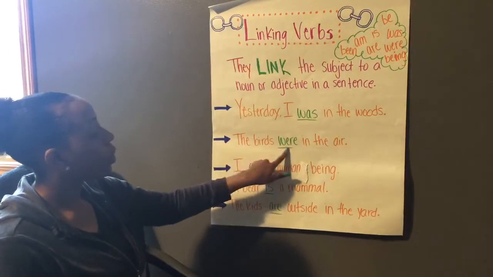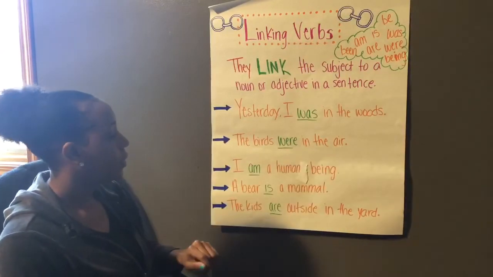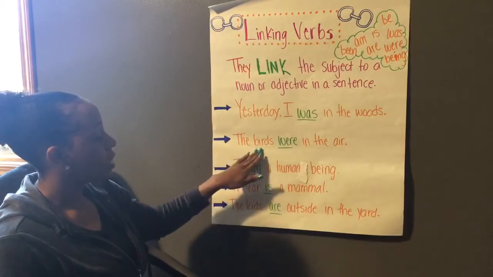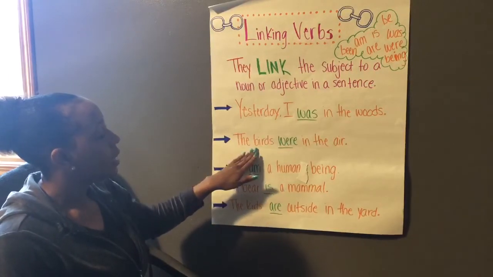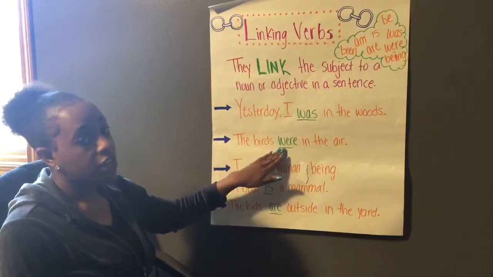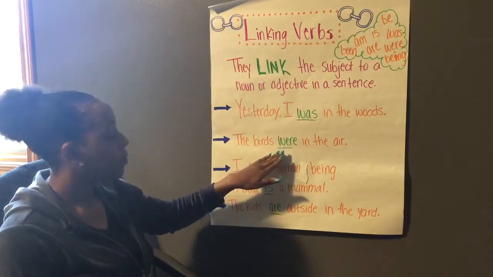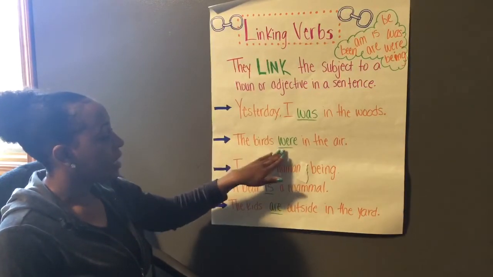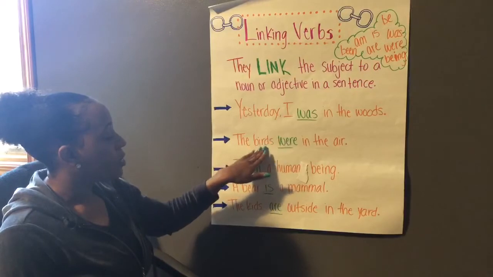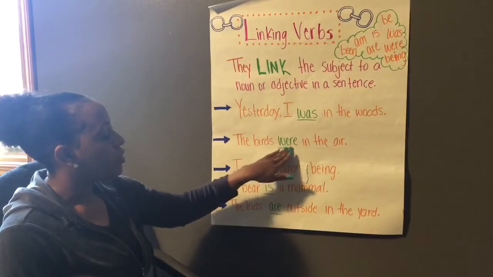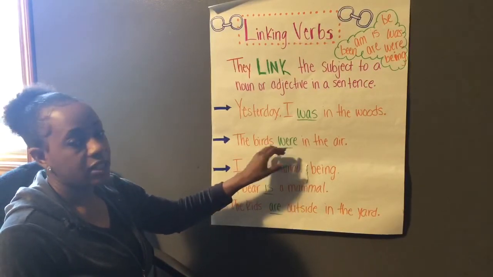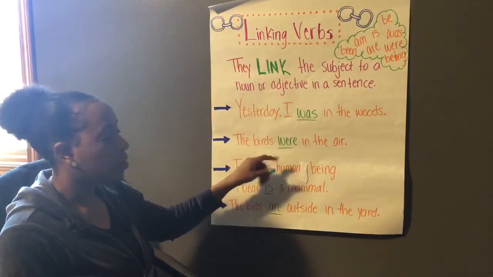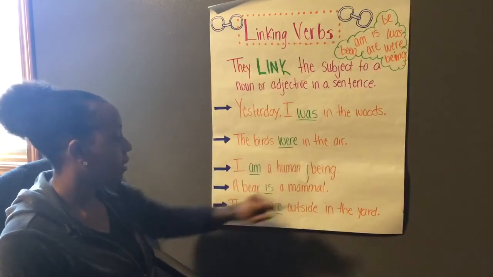The birds were in the air. And again, we see where our subject is at the beginning of the sentence, and usually we tend to see our action verb after our noun. But again, the word were is not doing anything, it's the state of being. Where were they? Were in the air.